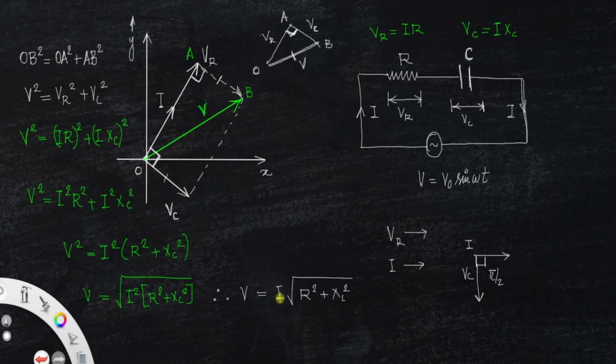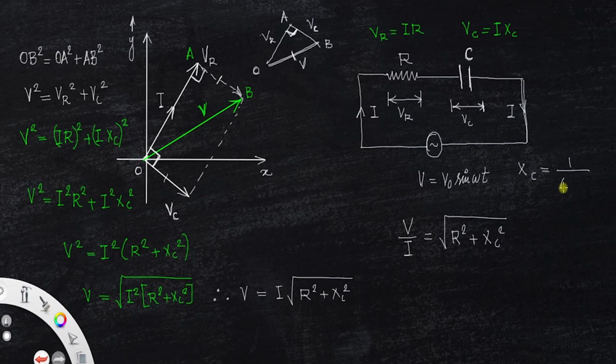Clear? Now if you take the I to the left, we have V upon I, that is voltage by current, is equal to root of R squared plus XC squared. Also we have XC, the capacitive reactance, is equal to 1 divided by omega C. That is, omega is the angular frequency and C is the capacitance.